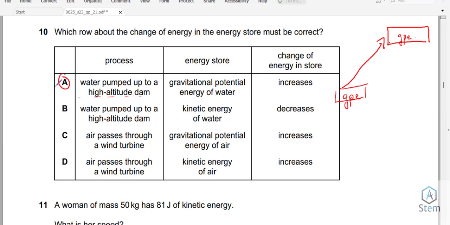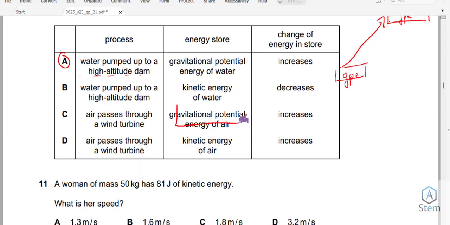Let's eliminate B, C, and D. Water pumped up to a high altitude dam. The energy stored given is kinetic energy, which is not correct. Yes, the water is going to gain some kinetic energy as it travels up to the high altitude, but when it reaches that high altitude, the energy is going to be stored as gravitational potential energy. So the energy store is not KE, B is out. We go to C. Air passes through a wind turbine.